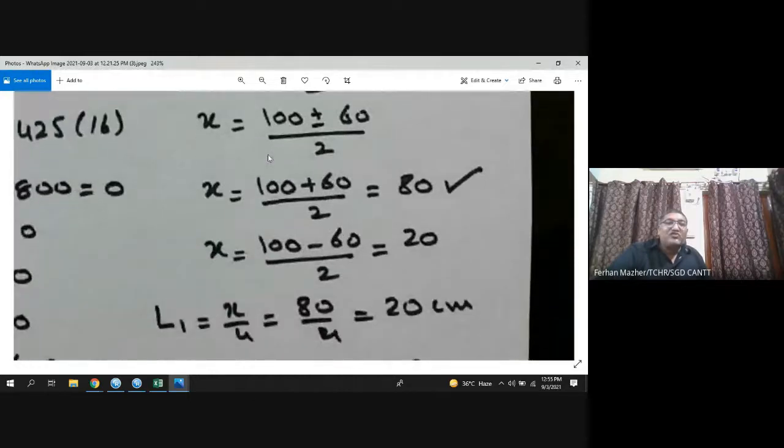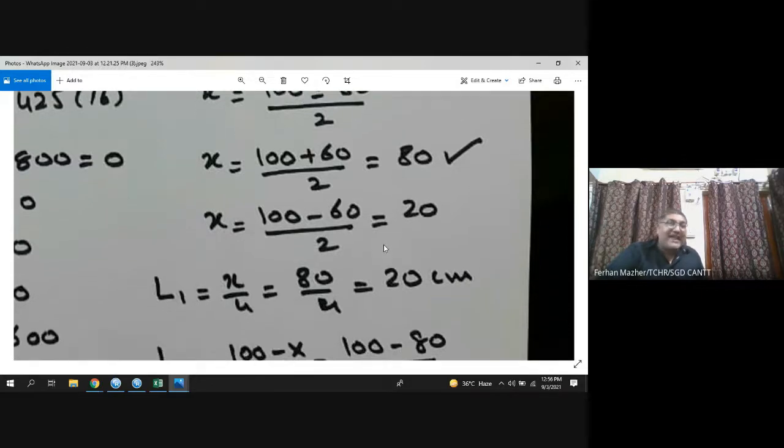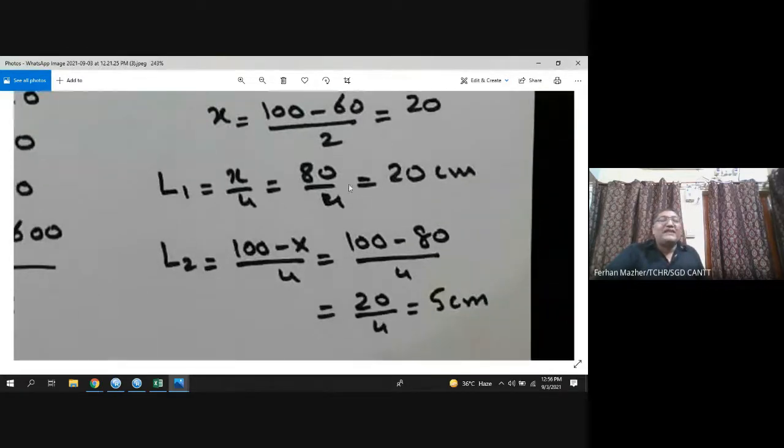So now you have two situations: x equals 100 plus 60 divided by 2, and the other situation will be 100 minus 60 divided by 2. So one value of x is 80, and another value of x will be 20. You can choose 80, you can choose 20. I have taken 80 here, and whether you choose 80 or 20, they will give you the same answer. So if I take the x value as 80, what will be the length of the first square? That was x by 4, so it will be 80 divided by 4, which gives you 20 centimeter.